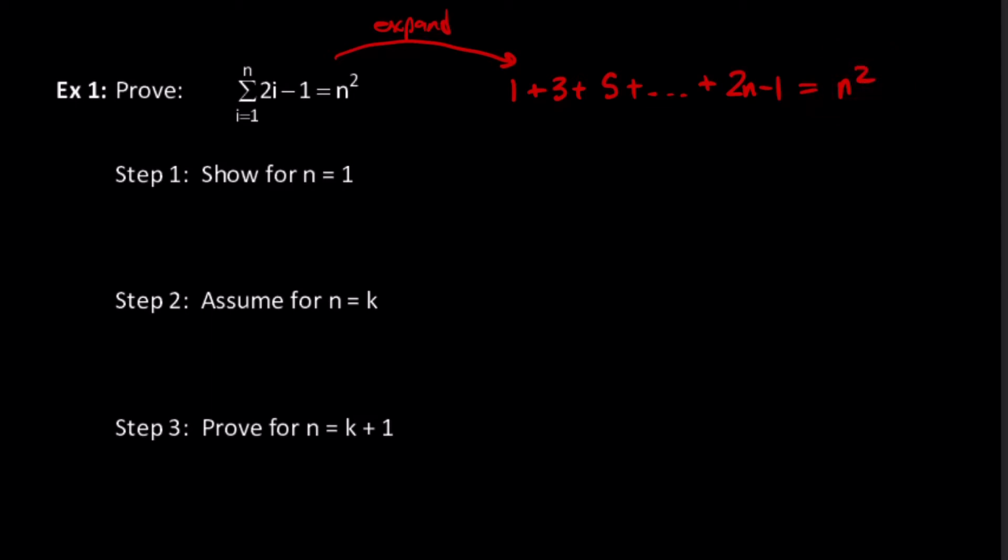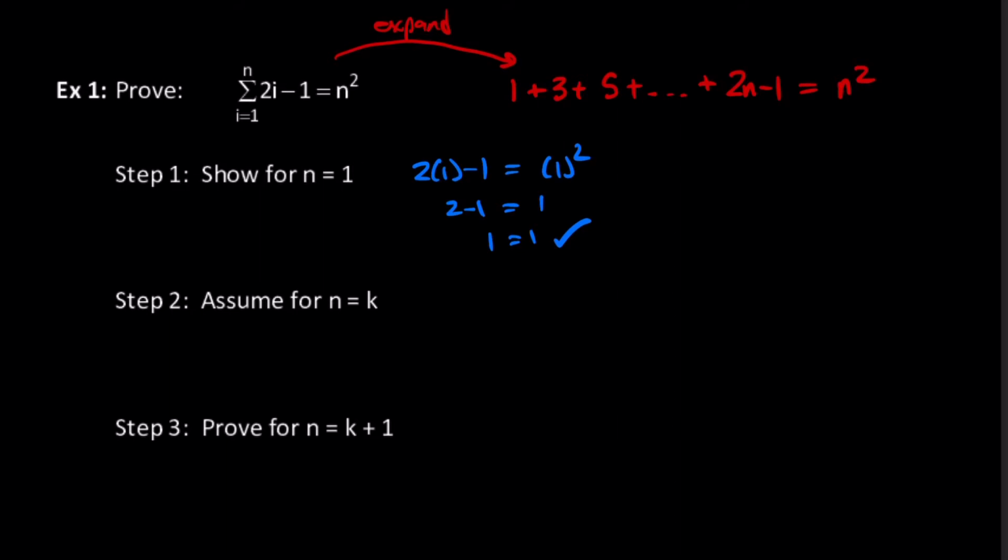Show it works for n equals 1. Well, when n equals 1, I just have to plug a 1 in here and plug a 1 in here. We have to show that. I know it seems a little bit silly, but it's part of a proof. So this will be 2 times 1 minus 1 equals 1 squared. Well, 2 minus 1 equals 1, 1 equals 1. Yeah, that works.